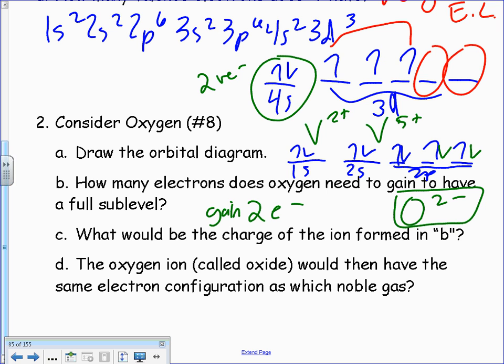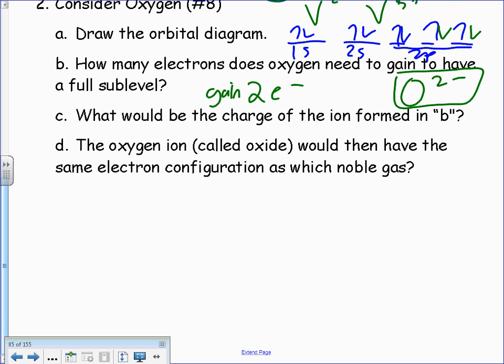So the oxygen ion would then have the same electron configuration as who? Neon. Because it is closer. Instead of being 2p4, it will now end in 2p6, which is what neon ends in. So the electron configuration is stable now because it has the electron configuration of a noble gas.